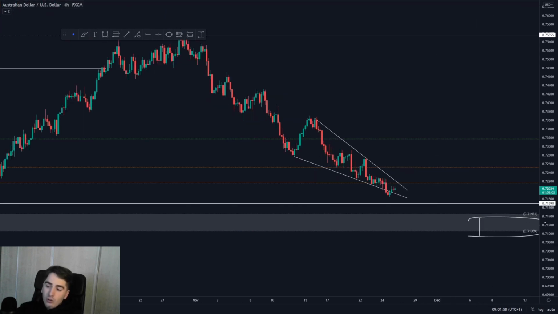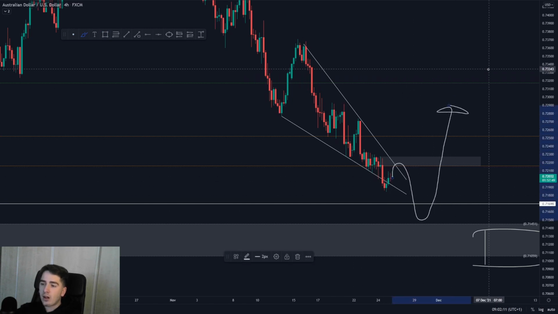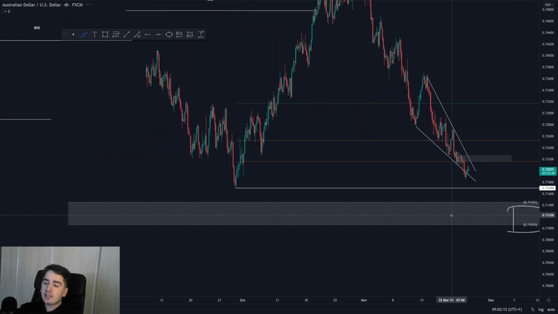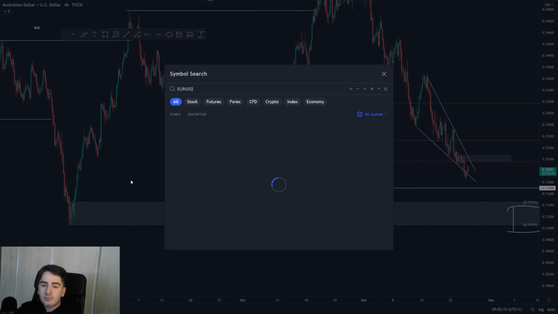Looking at the structure overall on the 4-hour, currently nearing this area of demand, or excuse me, supply over here, and we could see a reaction from that, which could initiate one more push back down before, let's say, seeing a reversal back up, because the highest probability of seeing a strong reversal will come from this area of daily demand. So that's Aussie dollar. Let's head over to euro dollar.